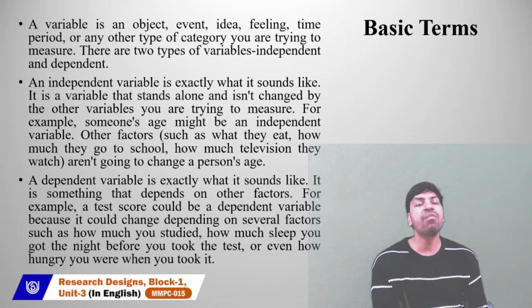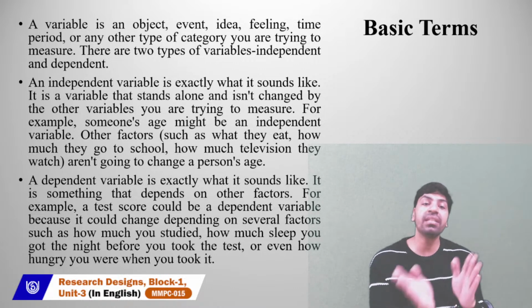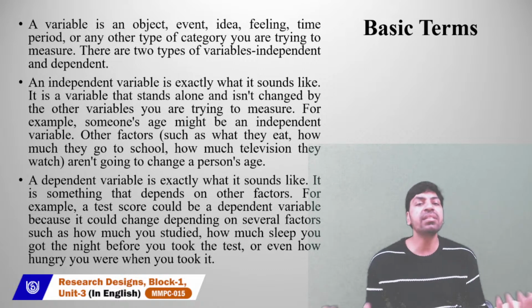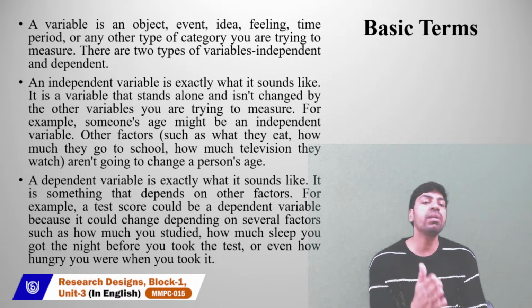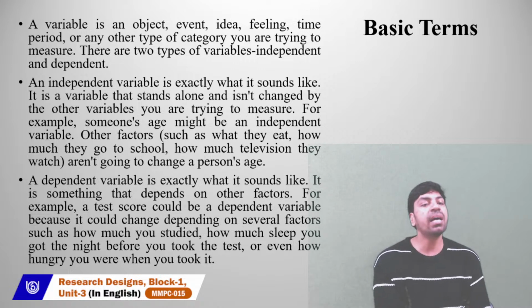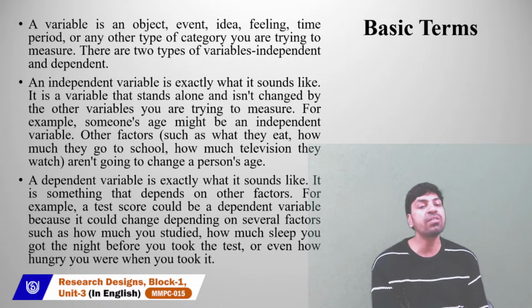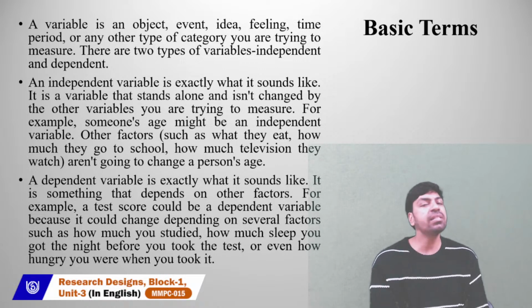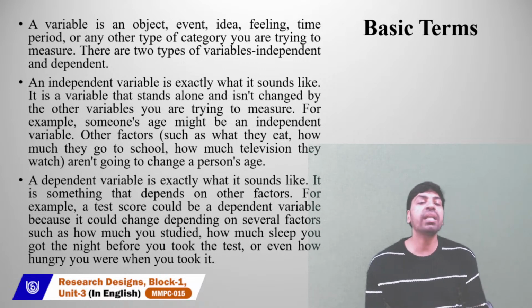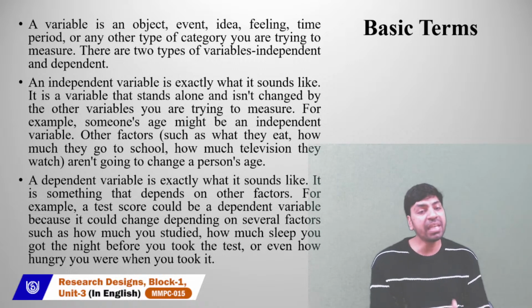For example, someone's age might be an independent variable. The other factors related to age do not influence that person's age. Factors like what they eat, how much they go to school, or how much they watch serials or daily soaps on television do not affect someone's age, and that's why age is an independent variable. Next we can talk about the dependent variable.